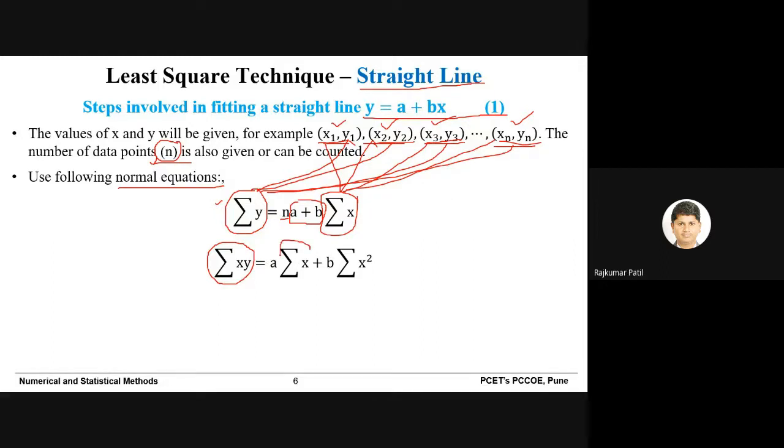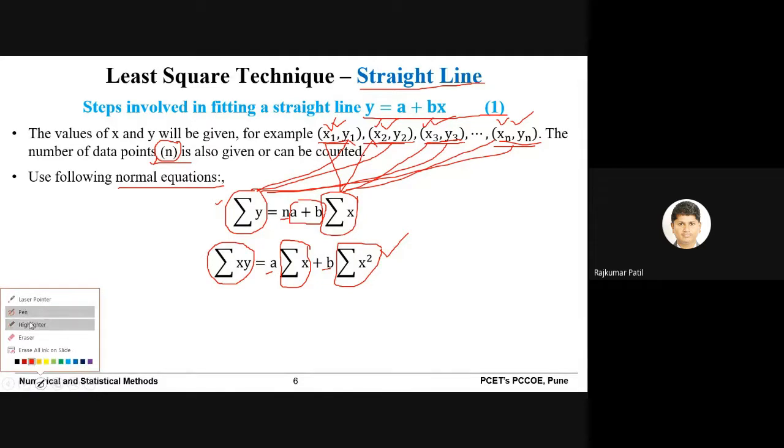Again, we just discussed how to take summation x. Then in order to calculate summation x square, first of all prepare a column in which the square values of x will be there, and once you prepare that, then take their sum. So this is how you can calculate summation xy, summation x, and summation x square. And again, in this equation, A and B are the two unknowns.